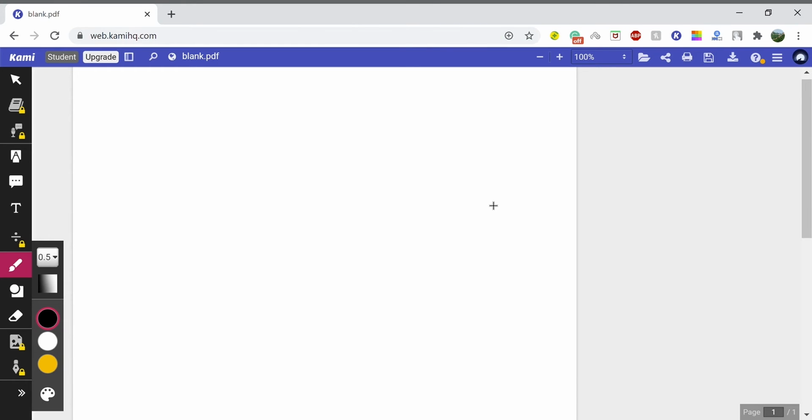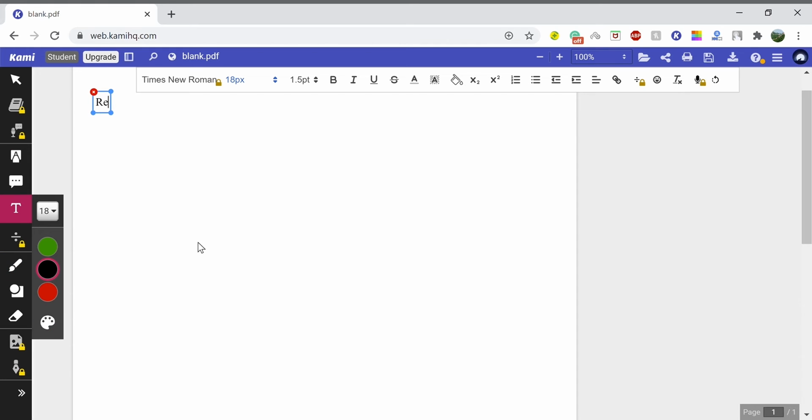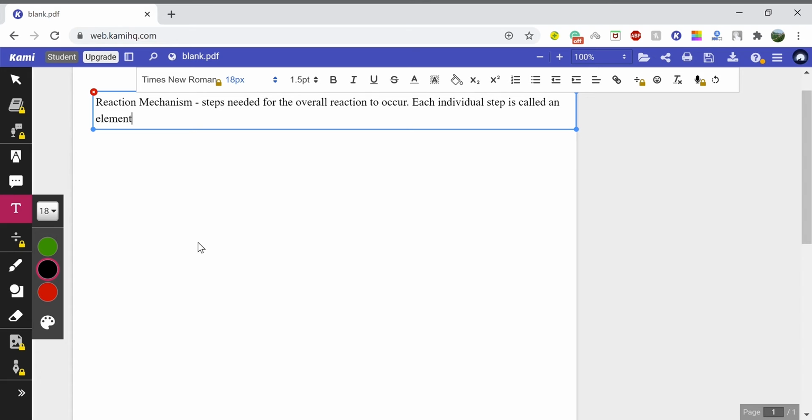Hi, in this video we're going to talk about reaction mechanisms. Up to this point we have been assuming that reactants are made into products in one single step. But the reality is they're not generally one-step processes. So what is a reaction mechanism? It is the steps needed for the overall reaction to occur. Each individual step is called an elementary step.